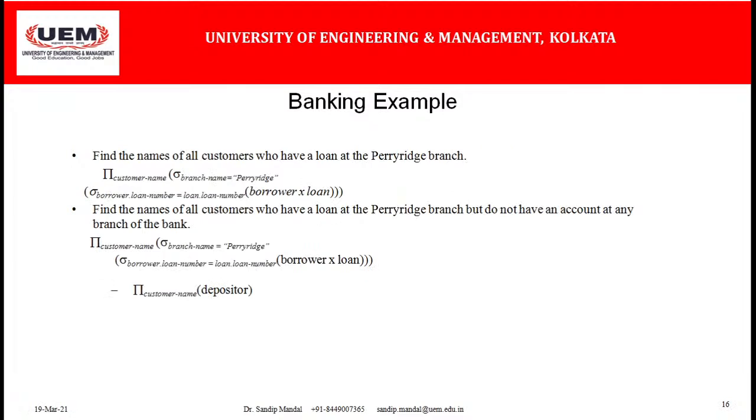So next is find the names of all the customers who have a loan at the Perryridge branch. We already discussed this particular point. The next one is very important. Find the names of all the customers who have a loan at the Perryridge branch but do not have an account at any branch of the bank. So these types of minimal examples are there. Okay. So if you have any query, you may ask. Rather, I will open the quiz link. You may check the quiz link. Okay.